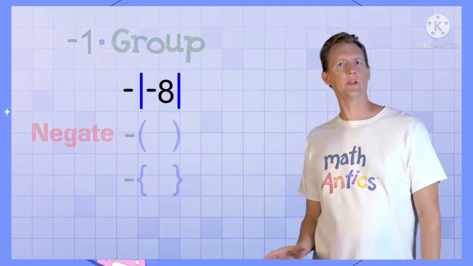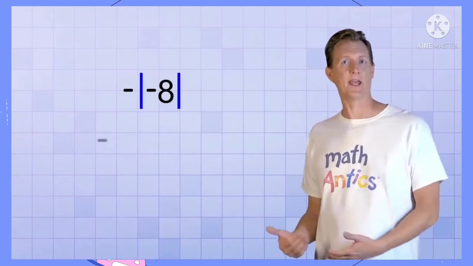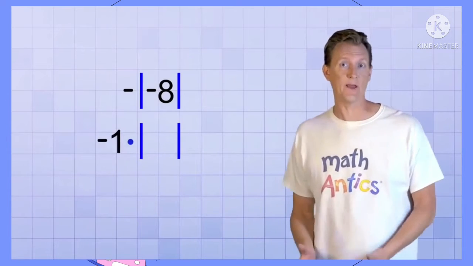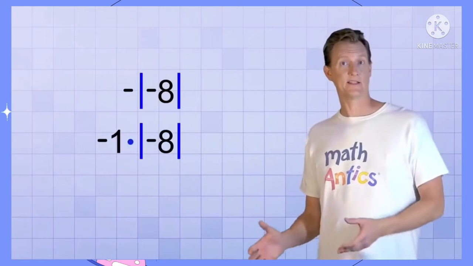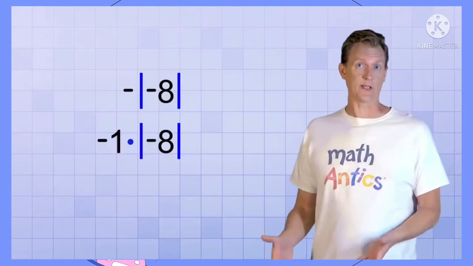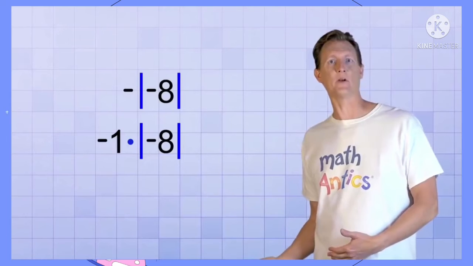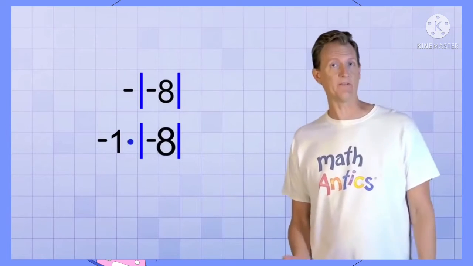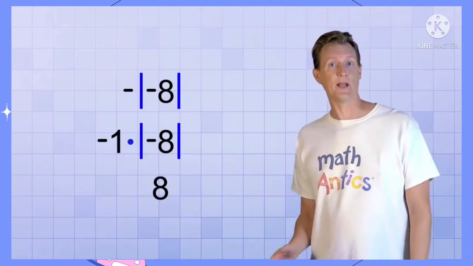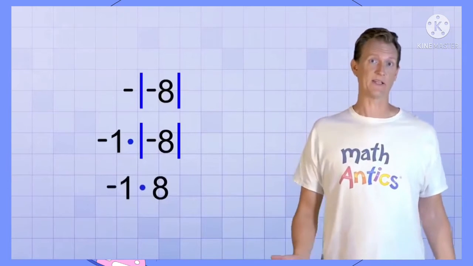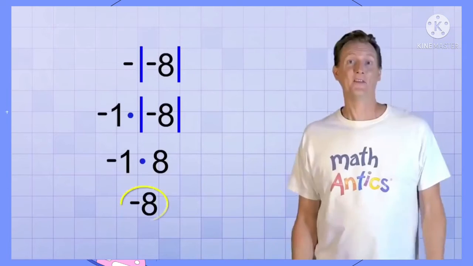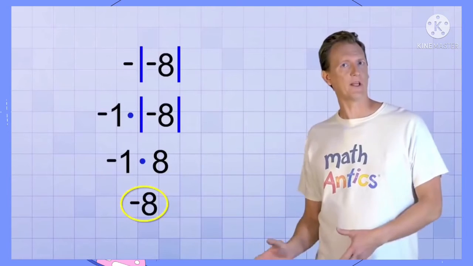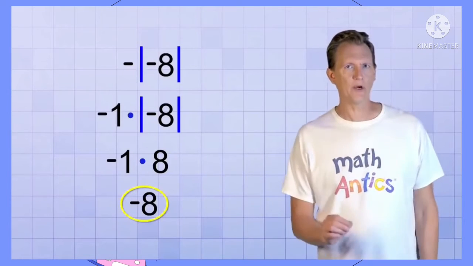So if it helps, you can think of this problem like this. Negative 1 times the absolute value of negative 8. And since absolute value signs are groups like parentheses, to simplify it, we would first need to do the absolute value. The absolute value of negative 8 is 8. And then we multiply that by negative 1, and we get the answer, negative 8. That seems pretty simple too. But I want to use this example to point out an important difference.